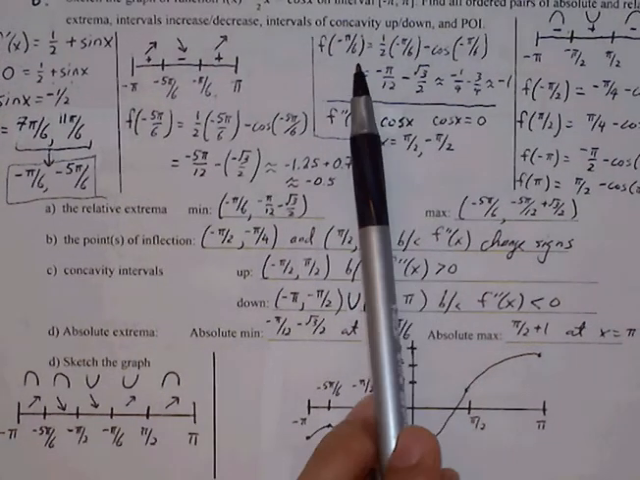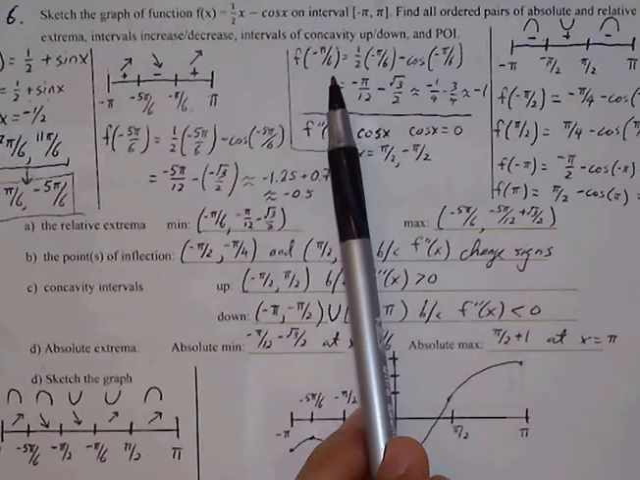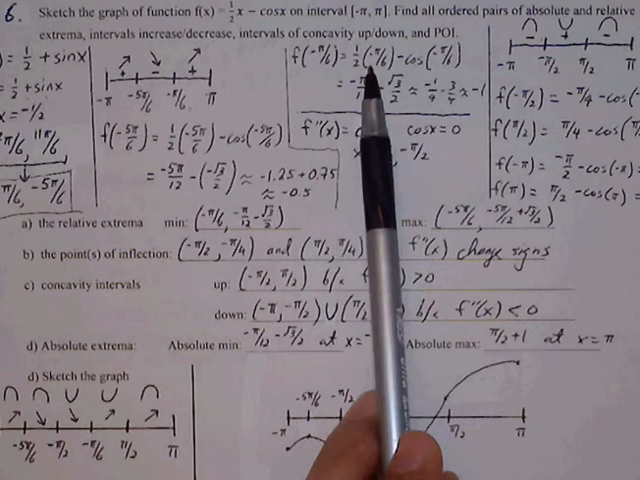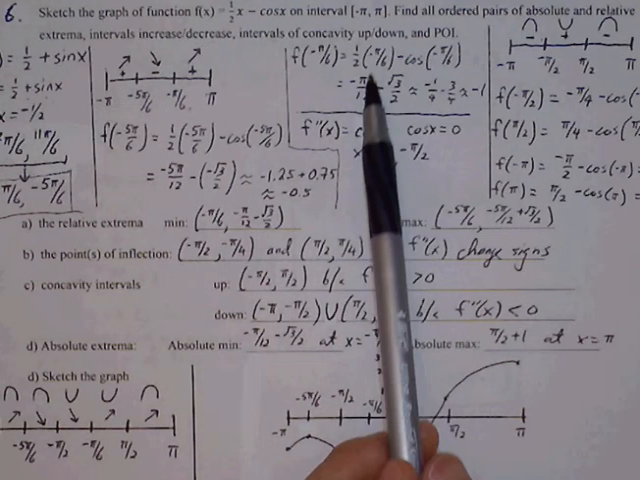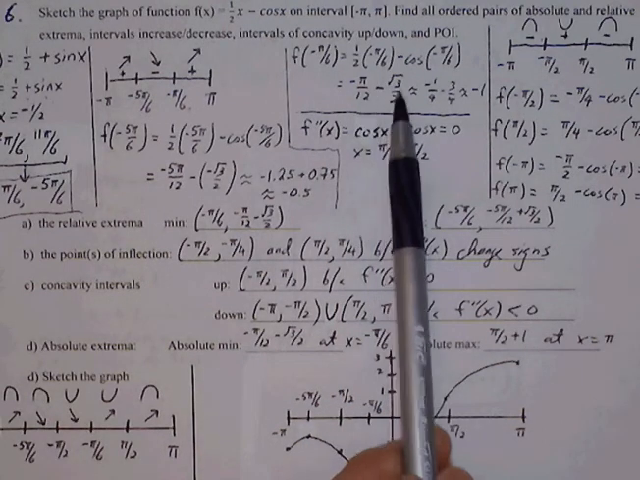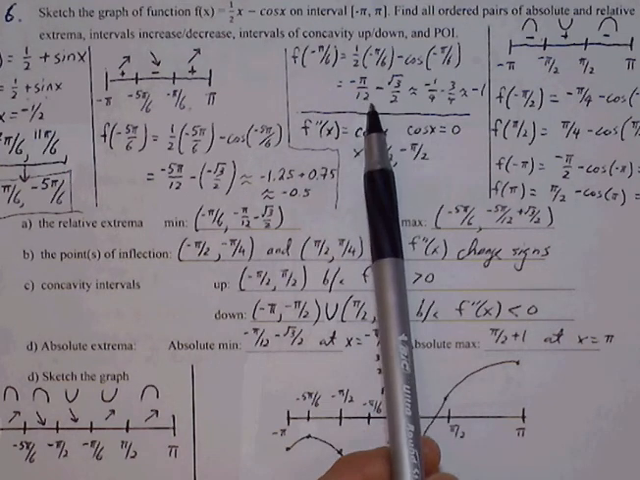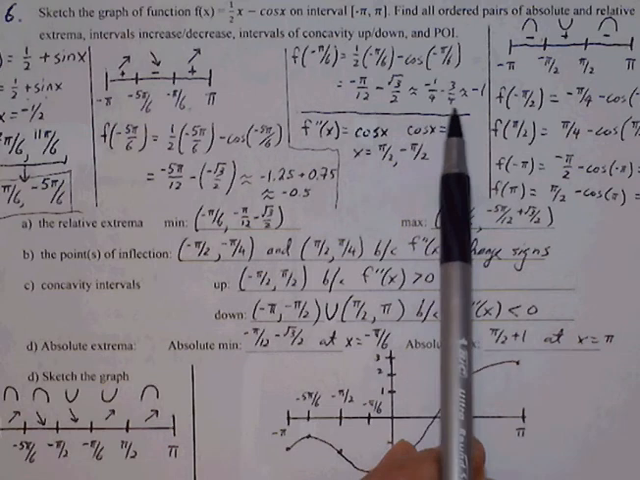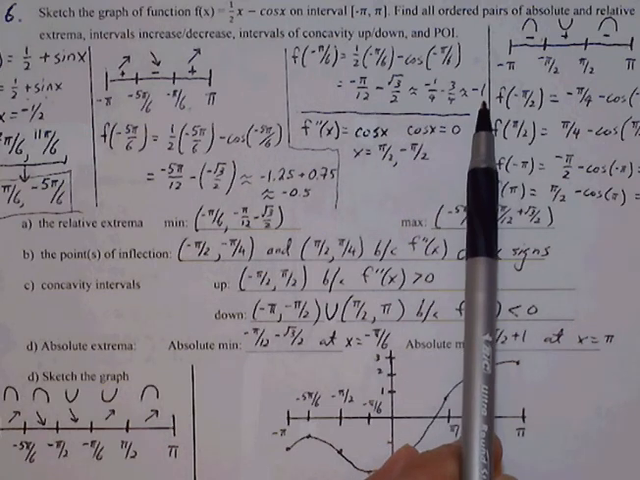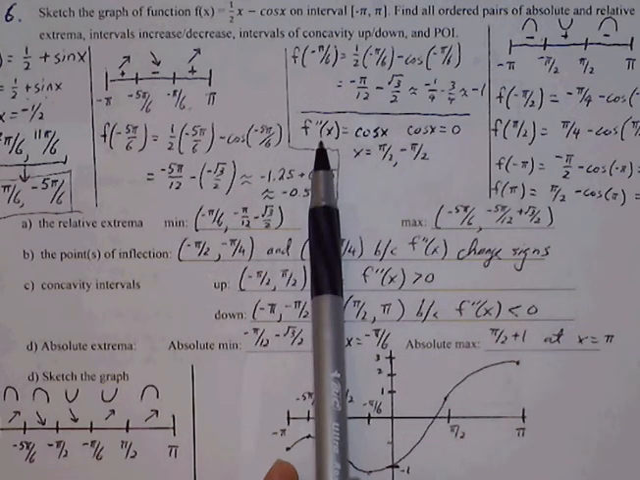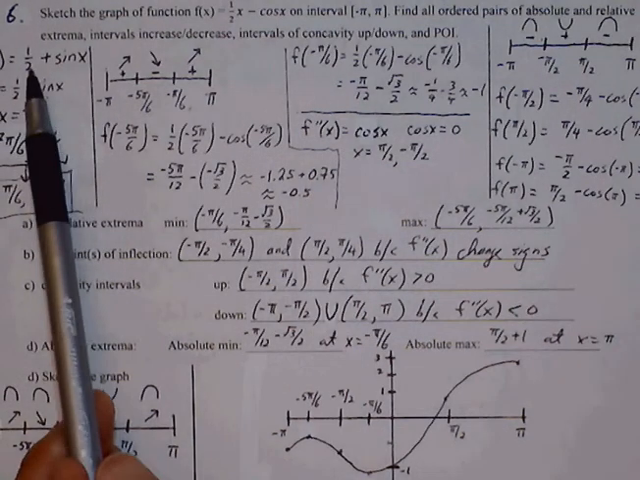We know the relative max is going to be at negative pi over 6, so we plug negative pi over 6 back into the original equation. Multiply this out, we get negative pi over 12 minus root 3 over 2. So think of this as negative 1/4 minus 0.75, which gives us negative 1, roughly negative 1.